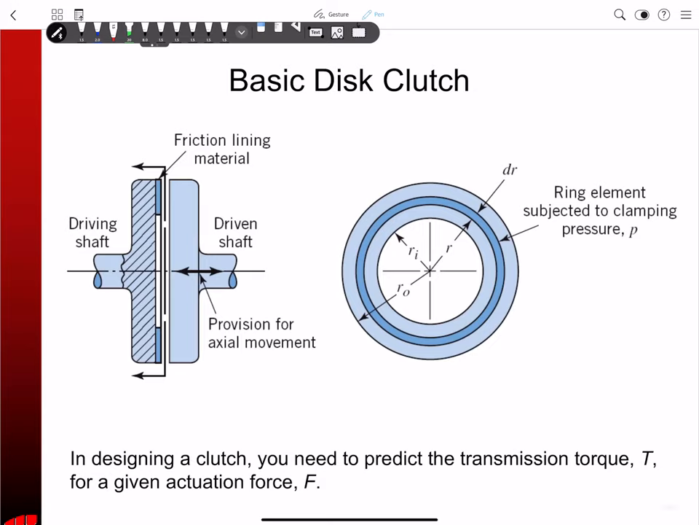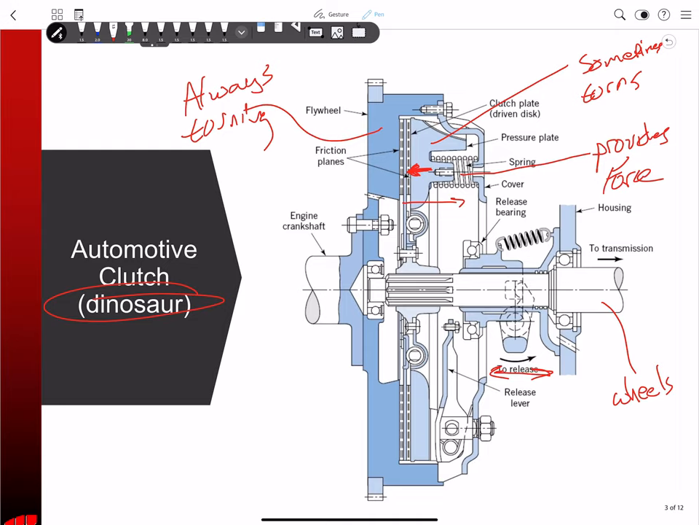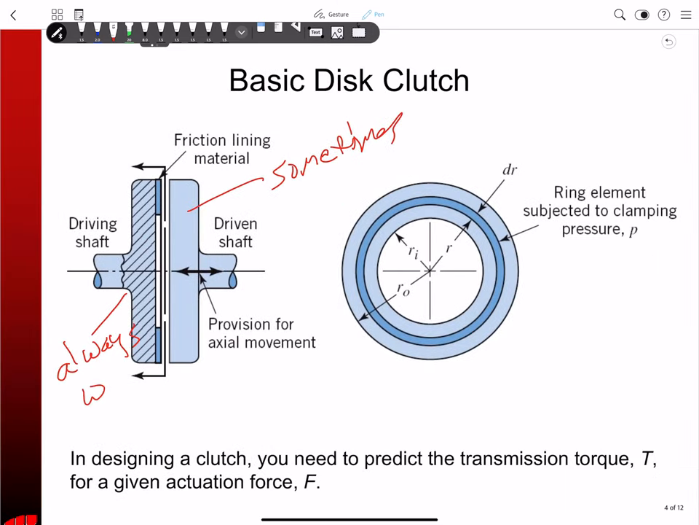Okay, so here's our basic clutch disc, a much easier picture to look at. This is always got some omega, and this is sometimes. When those two press on each other, they drag on each other. Some dimensions: oftentimes it's a ring. Yeah, that's a ring because it's got a bunch of spline in the middle, so there's some stuff in the middle that we have to work around. We have an inner radius that goes there, and an outer radius that goes out to there. Oh, look at this, a little preview of some coming attractions. We have some differential radius there, a differential element ring subjected to some P.